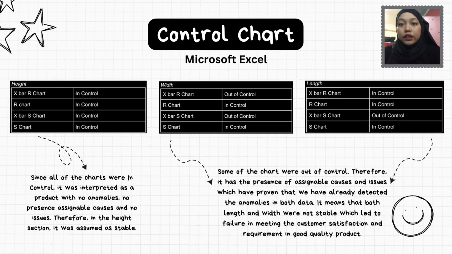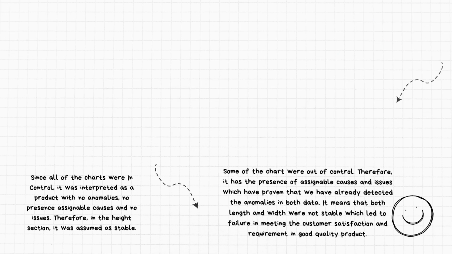For the control chart, we were using Microsoft Excel as the platform. As we can see in the height table, it shows that all the charts we obtained were in control. Hence, it was assumed to be stable data with no anomalies and no presence of assignable causes and issues. For both the width and length tables, some of the charts were out of control. Therefore, we detected that the data contained anomalies, as we assumed them to be unstable data, which led to failure in meeting the customer satisfaction and requirement for a good quality product.